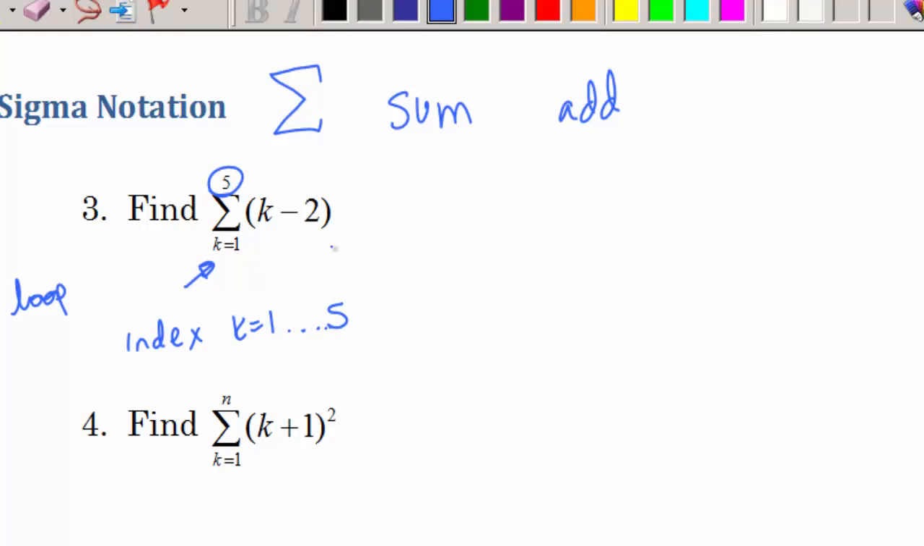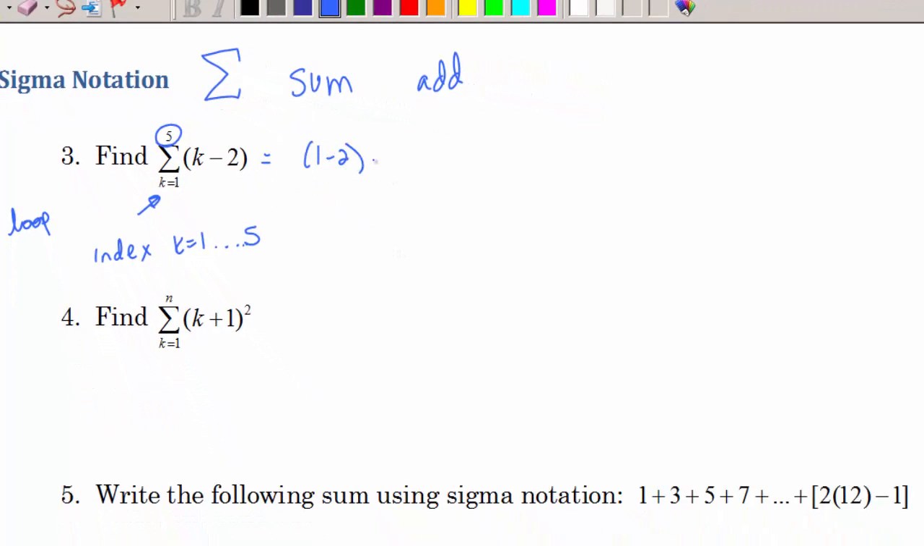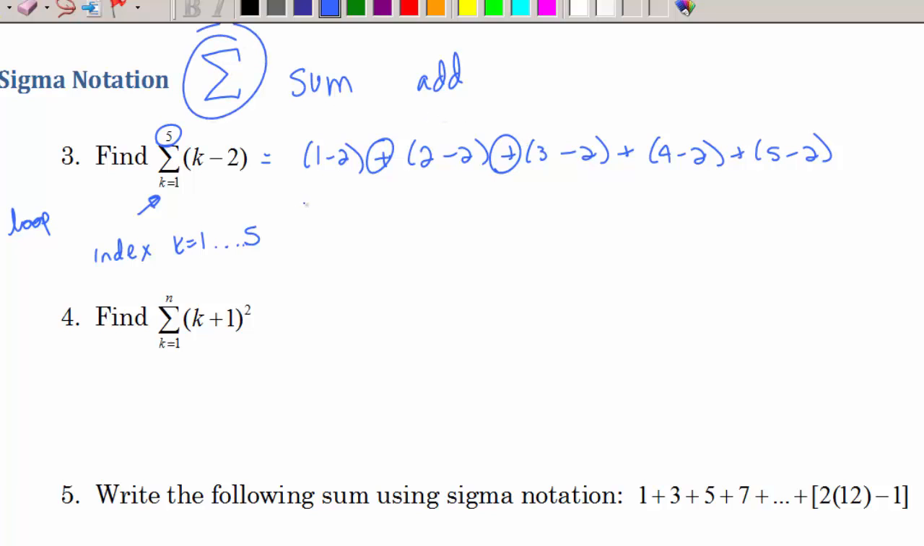And remember, they're just whole numbers. So this is going to be when k is 1, when k is 2, 3, 4, and 5. Where did those plus signs come from? That sigma says to add them up. So let's do that. So I have negative 1 plus 0, 1 plus 2 plus 3. 5. Pretty easy.